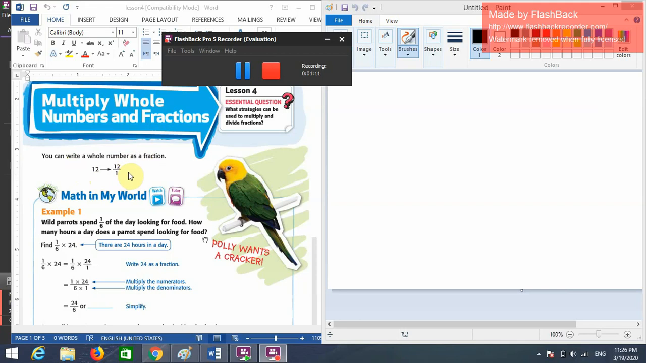If I have, for example, number 10, how can I write it as a fraction? Yes, like you said, 10 over 1. So any whole, if I want to write it as a fraction, the denominator will be 1. Okay, our lesson today is super easy. Look at example 1. Wild parrots spend 1/6 of the day looking for food. How many hours a day does a parrot spend looking for food?